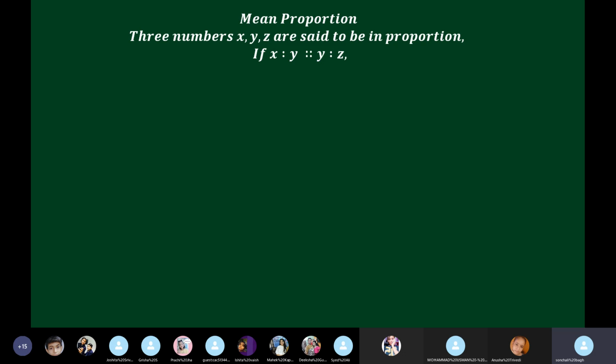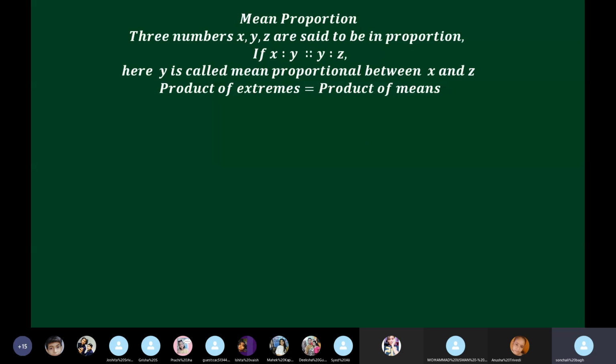Now can you find out the product of means and the product of extremes? Write it down in the form of product of means equal to product of extremes. And the term Y is called the mean proportional between X and Z. So can you calculate it? Tell me what the product of extremes equal to product of means gives. Write it fast. What is it giving you?